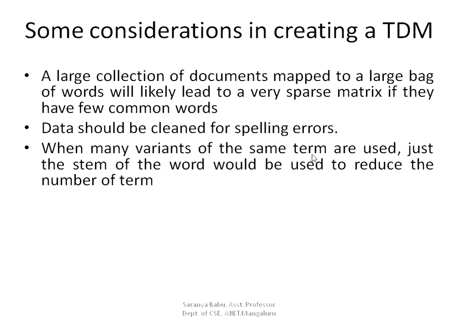Now, when many variants of the same term are used, just the stem of the word would be used to reduce the number of terms. I will give an example. Customer order, ordering, order data: all those can be combined into a single token called order. Understood? So when there are many variants of the same term, you make use of the stem of the word. What is the stem in customer order, ordering, order data? It is order, right? So that you can use.